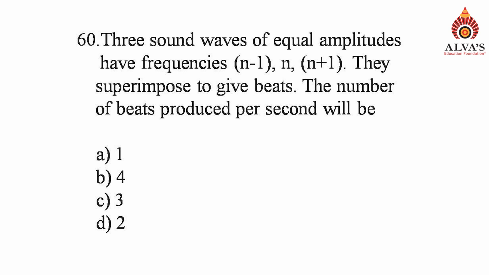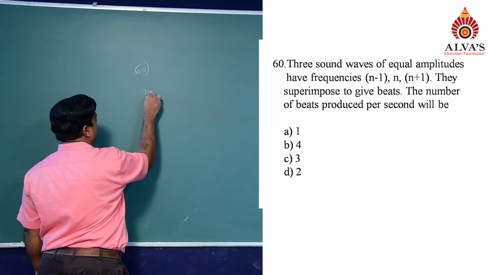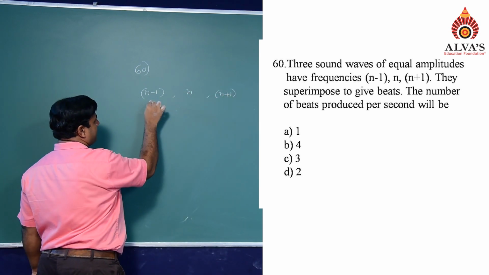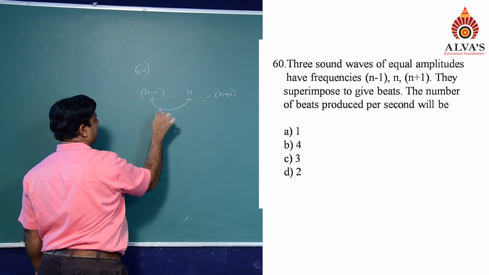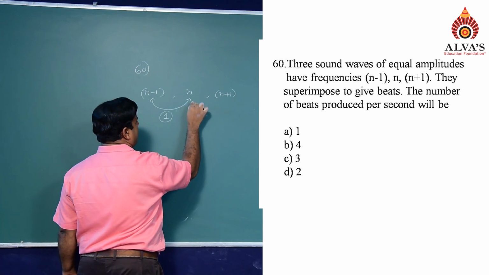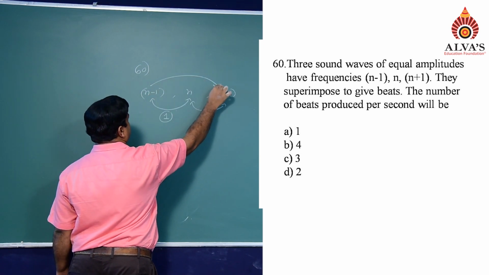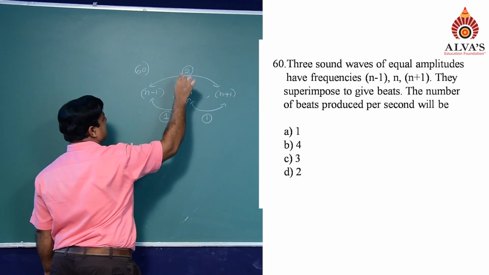Three sound waves of equal amplitudes have frequencies n minus 1, n and n plus 1. They superimpose to give beats. The number of beats produced per second will be... In this question, three frequencies are given, they superpose to give beats. One is n minus 1, second is n, third is n plus 1. Between n minus 1 and n, difference is 1, so 1 sound is heard. Between n and n plus 1, difference is 1, so 1 sound is heard. Between the first and the third, difference is 2, so 2 sounds are heard.